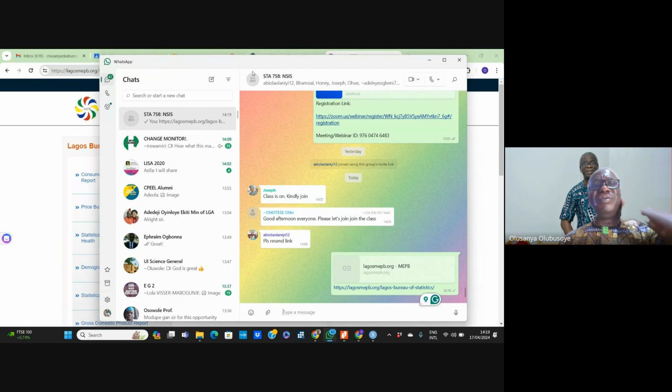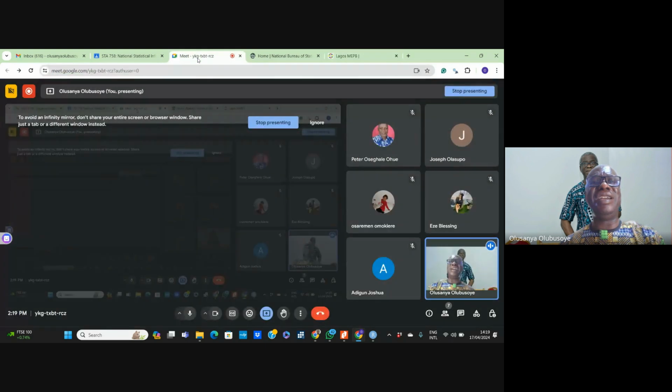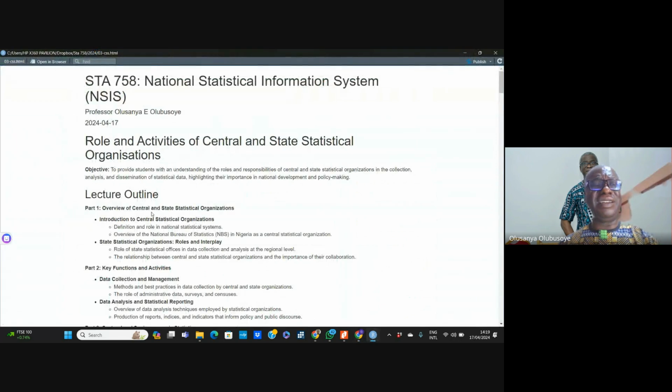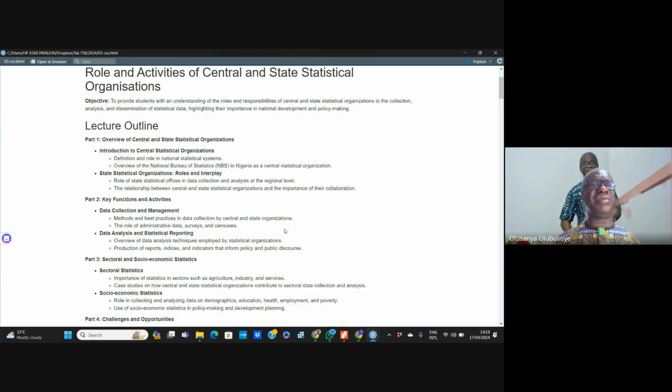So you should know how statistics are produced in Nigeria, how statistics are disseminated in Nigeria, and so on like that. So we need to also understand the importance in national development. Why do we need data for national development and for policy making?